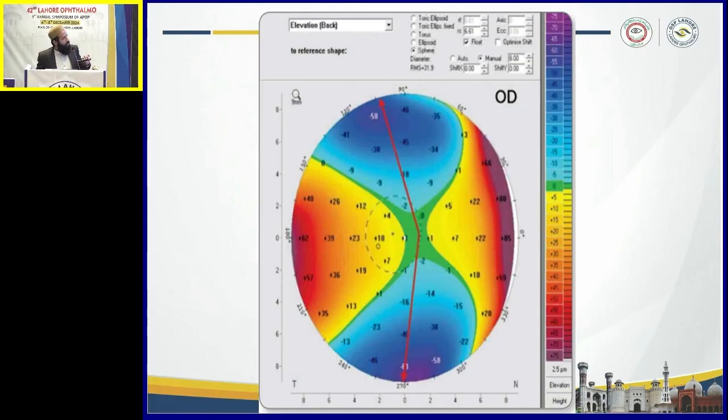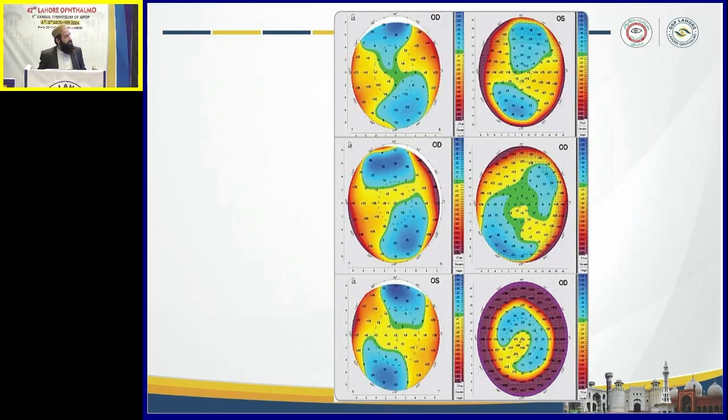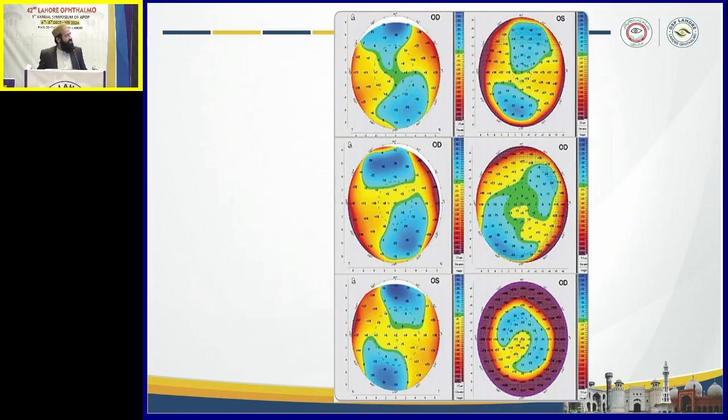In this map, these are the islands superiorly and inferiorly. This is also a pattern. Dr. Numan might correct me if I'm interpreting it wrong. I said you can correct me if I'm making any mistake. Sure.